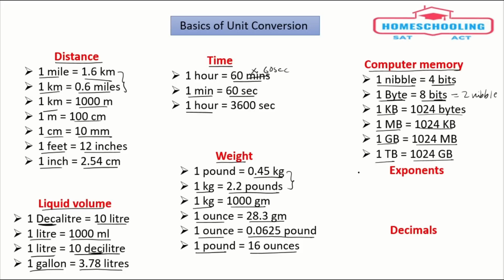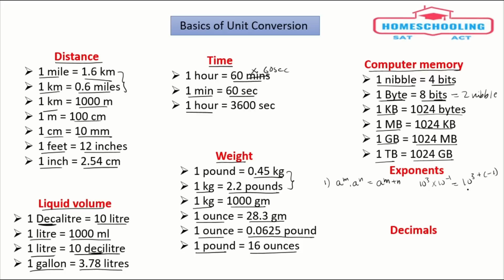Now, in unit conversion, we use two formulas of exponents. So let me write those two formulas. The first one is a to the power m into a to the power n can be written as a to the power m plus n. So let's take an example here. 10 to the power 3 into 10 to the power minus 1. So we can say that it is 10 to the power 3 plus, and this is minus 1.